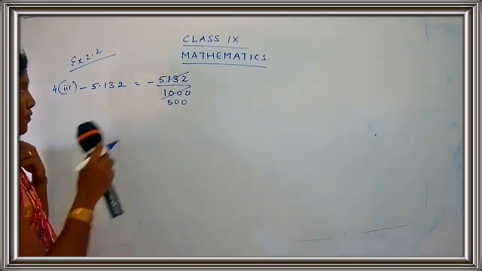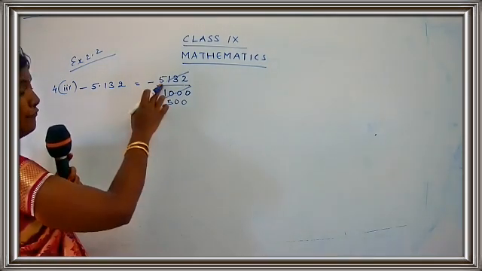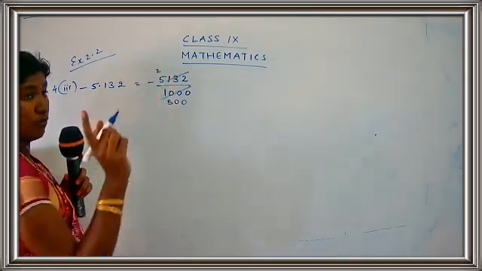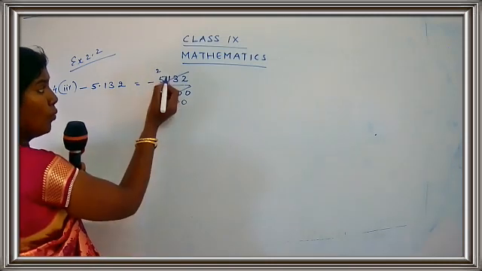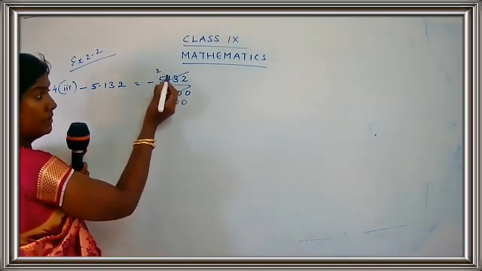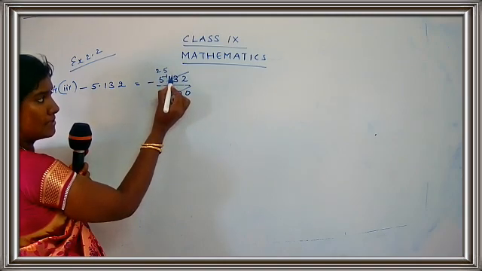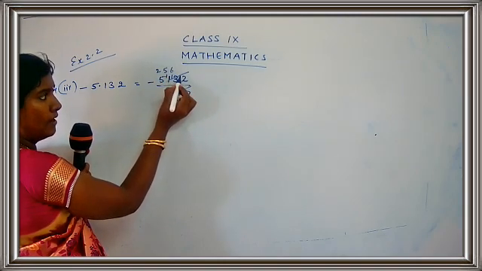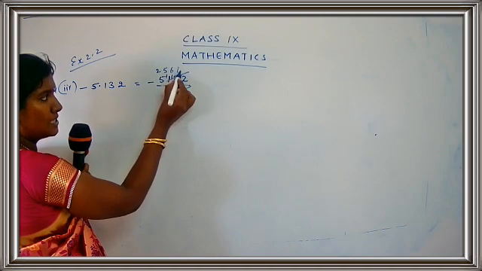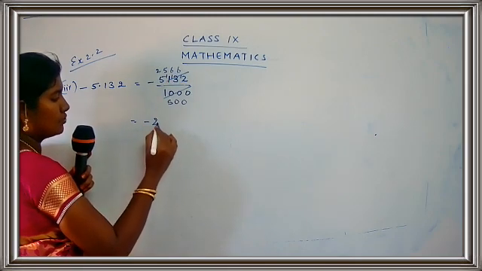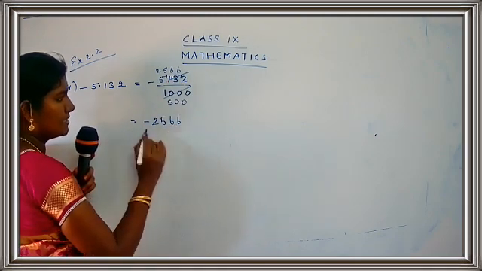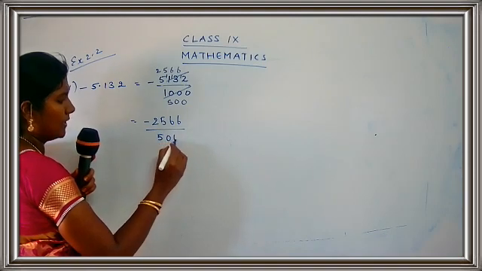Okay, now let's come over here to the numerator part. Now 5. So 2 2s are 4. 1 is left. So I'll put the 1 here. 2 5s are 10. Again I have 1 balance. 2 6s are 12. Again 1 balance. This is minus 2566 upon 500.